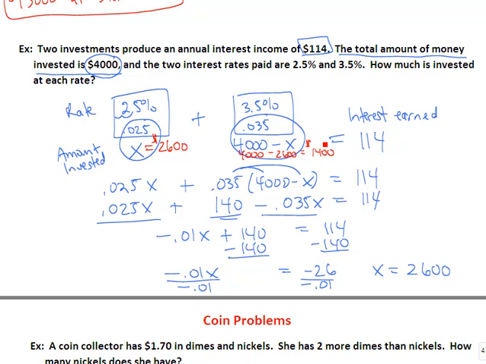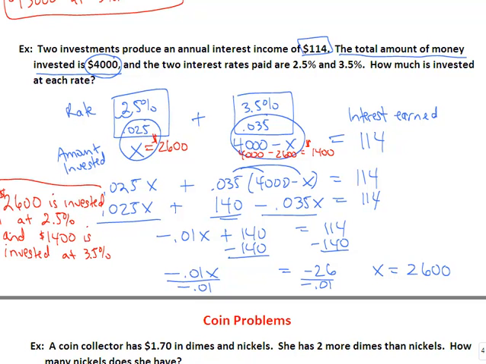So let's write out our final solution. $2,600 is invested at 2.5%, and $1,400 is invested at 3.5%. And there's our solution.